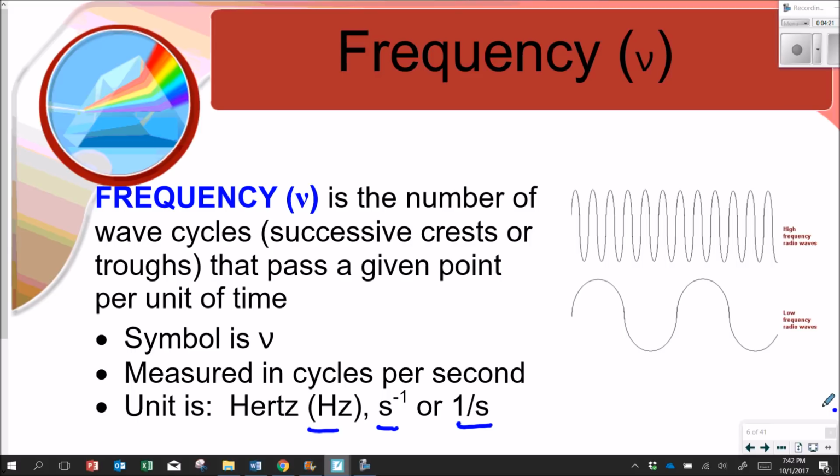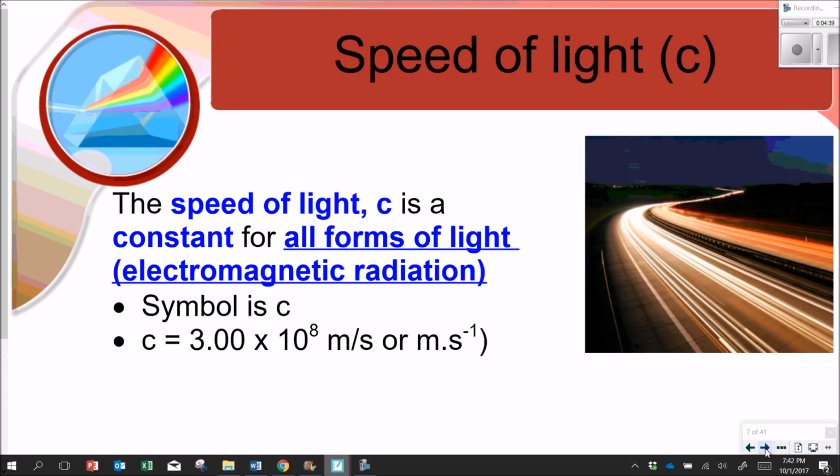The diagram here shows a wave with high frequency at the top, where you can see that the wavelength is very short, and a wave with low frequency at the bottom, where you can see that the wavelength is much longer. The speed of light, c, is a constant for all forms of light or electromagnetic radiation. The symbol is c, and it is 3.00 times 10 to the 8 meters per second. This will be given to you on your formula chart, so you do not have to memorize it.